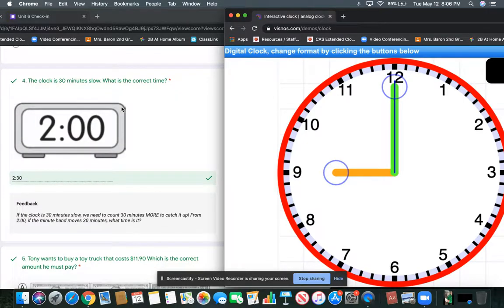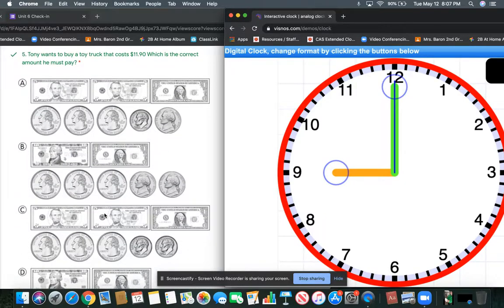Okay, the clock is 30 minutes slow. What is the correct time? So Mrs. Smith, we know Mrs. Smith came into the classroom a whole bunch and helped us with ST Math. She's the one who made this, and she gave you a little clue here. It says if the clock is 30 minutes slow, we need to count 30 minutes more to catch it up. From 2 o'clock, if the minute hand moves 30 minutes, what time is it? Okay, so when they say a clock is going slow, it's behind. It's kind of late, right? That's another way of thinking about it. So if it's 2 o'clock and it's 30 minutes late, the correct time would be 2:30.